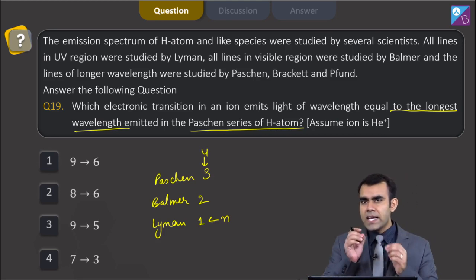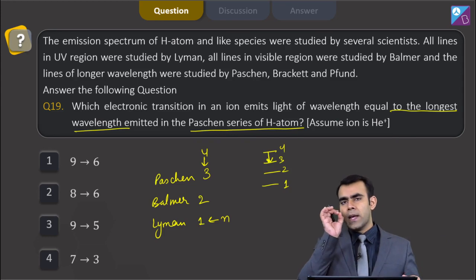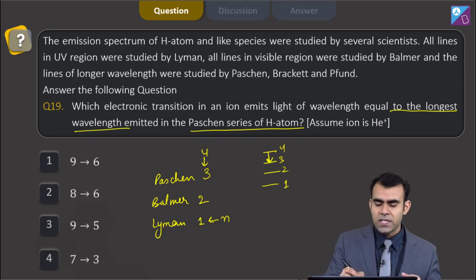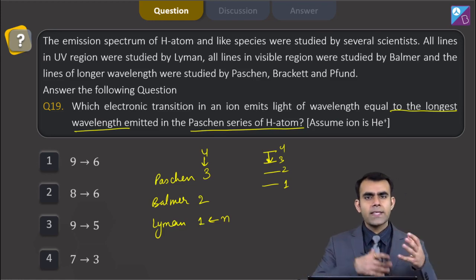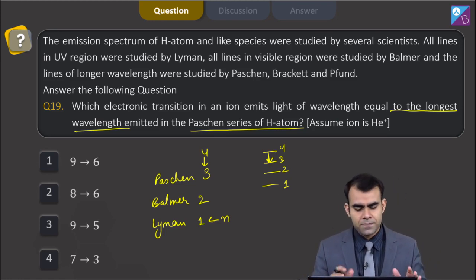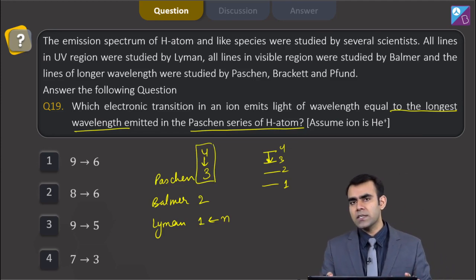If the electron is coming from just the above orbital, that is, if this is 1, 2, 3 and 4, then this transition has minimum energy in the Paschen series. Other transitions like 5 to 3, 6 to 3 have higher energy than this. So this is the transition in the hydrogen atom.